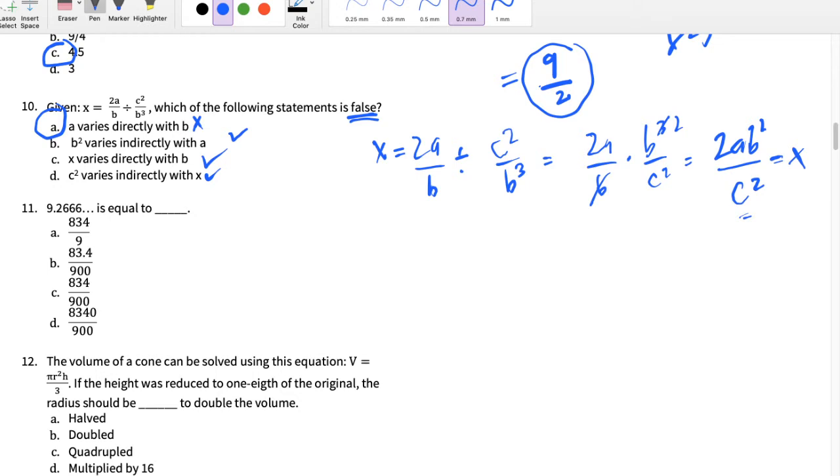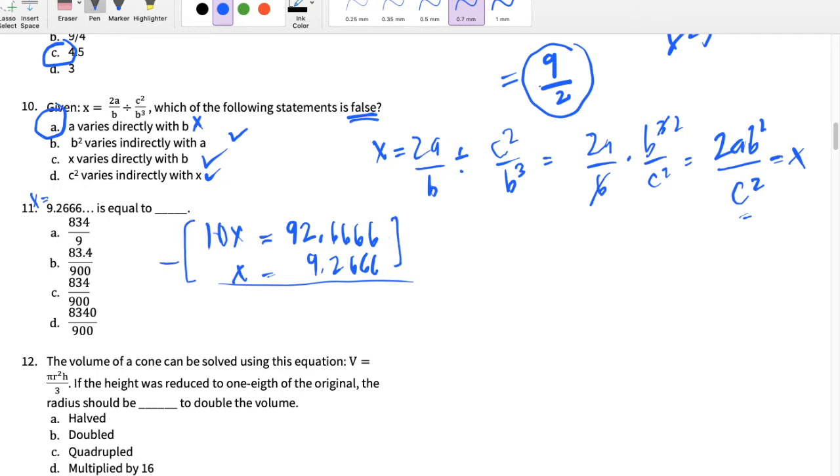Number 11, 9.2666 is equal to, okay, so basically pinapa-convert tayo into fraction. So ang repeating digit natin is 6. So isa lang. So 10x, where x is equal to this one, assign natin. 10x, that would be equal to 92.6666. Okay, x is equal to 9.2666. Then again, subtract natin sila.